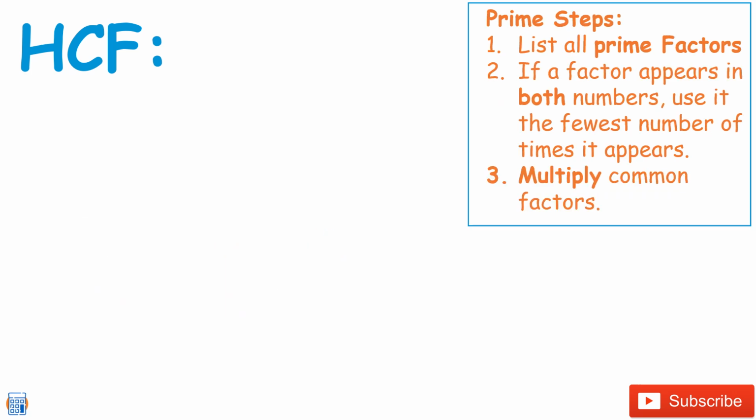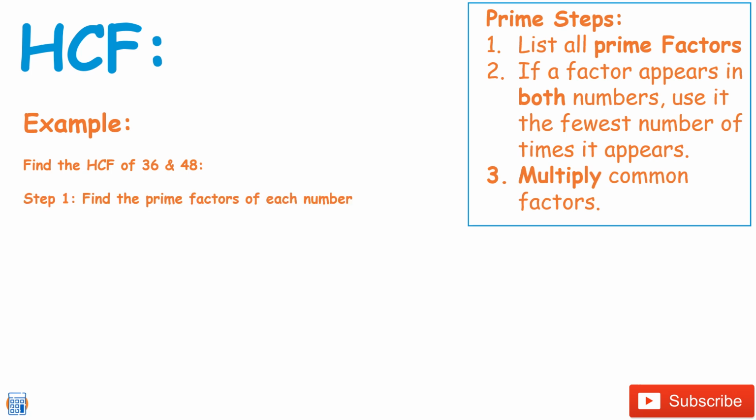Moving on to the final step of this video, the prime steps. As shown in the steps here, to find the highest common factor of 36 and 48, list all of the prime factors. There they are. The prime factors of 36 are 2, 2, 3, and 3. And then we have 2, 2, 2, 2, and 3 for 48. If you're unsure about these ones, I would recommend looking at my factor tree video.